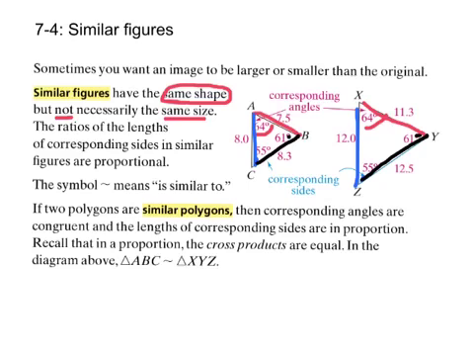Symbolically, since they're not congruent, they're not equal, they are similar, we use this little wavy symbol as a way of saying that two figures are similar. So let's look at what this whole idea of proportionality means. What does it mean to be proportional?